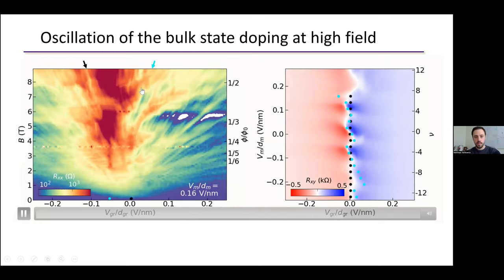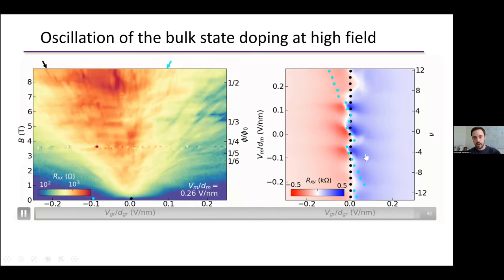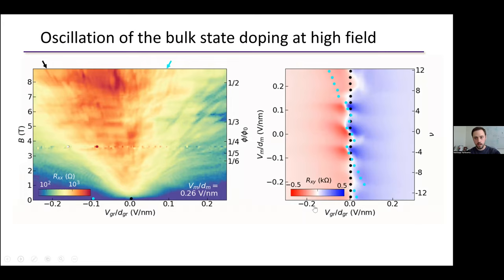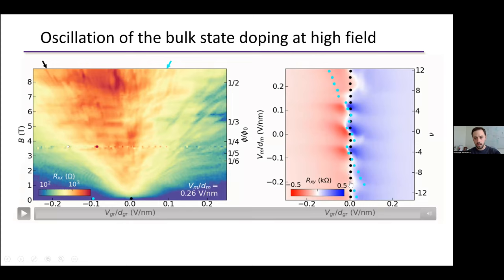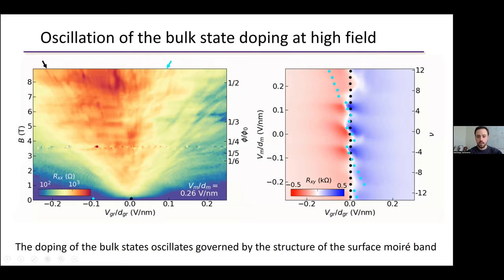So what you see now is that it's basically like graphite, where there are blue states simply moving along the diagonal. Now there's an oscillatory behavior of these blue states, and this oscillatory behavior almost exactly follows this line of zero Hall resistance, especially within the lowest Moire mini band from 4 to -4. And what tells us this is that the doping of the bulk states oscillates governed by the structure of this surface Moire band.